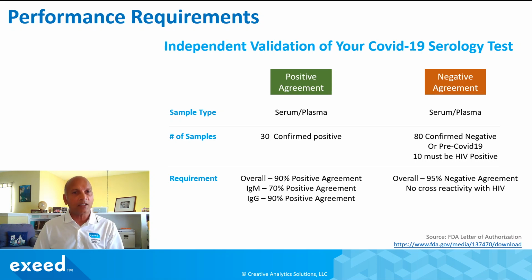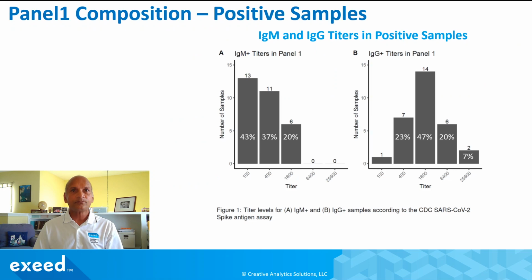Now, you may have heard terms like diagnostic sensitivity and specificity. It's the same thing here. Positive agreement is diagnostic sensitivity. Negative agreement is diagnostic specificity. So it's the same thing.